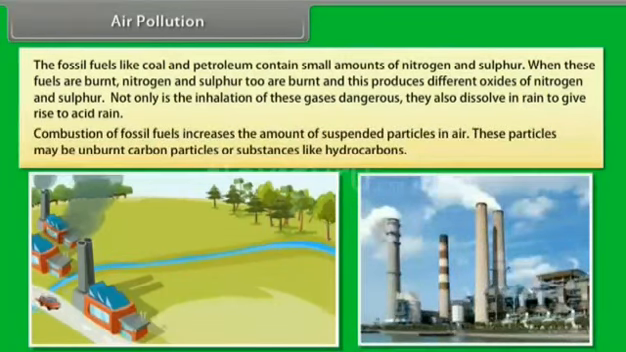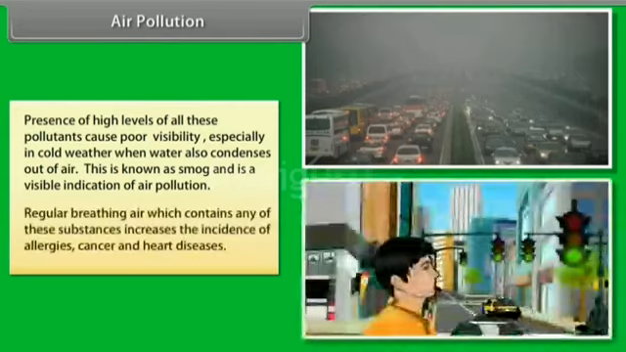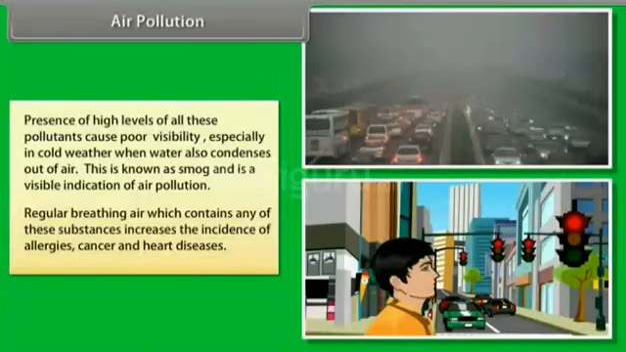Combustion of fossil fuels increases the amount of suspended particles in the air. These particles may be unburnt carbon particles or substances like hydrocarbons. Presence of high levels of all these pollutants causes poor visibility, especially in the cold weather when water also condenses out of air. This is known as smog and is a visible indication of air pollution. Regularly breathing air which contains any of these substances increases the incidence of allergies, cancer and heart diseases.